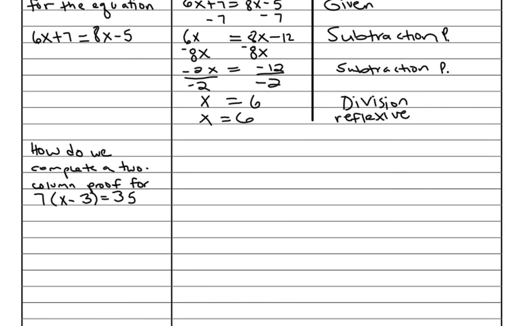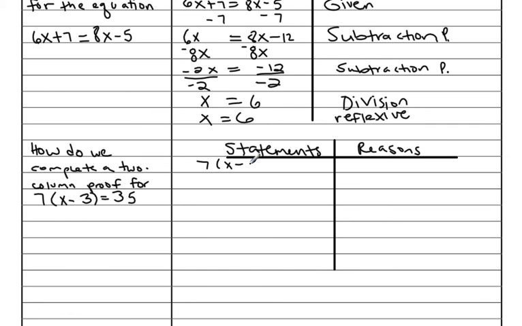Okay, let's go ahead and do another two-column proof. How do we complete a two-column proof for the equation 7 times (x minus 3) equals 35? So we have our statements on the left and our reasons on the right. I'm going to go ahead and get you started. 7(x minus 3) equals 35 because it's given.